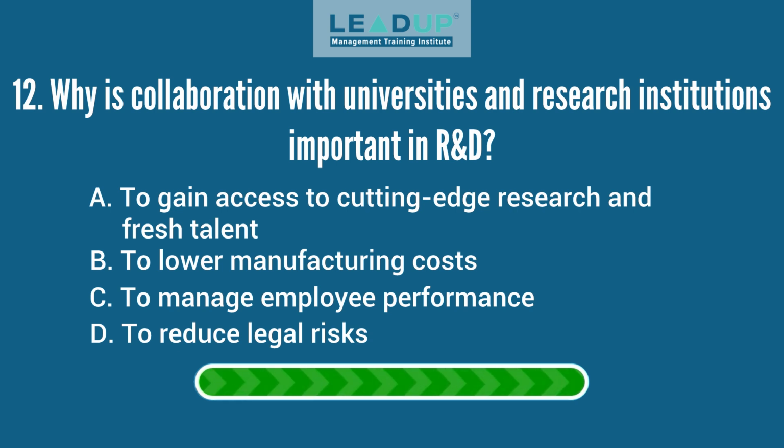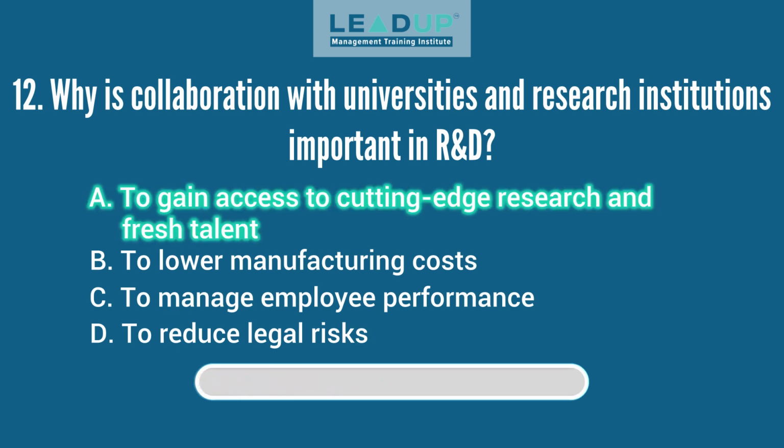Why is collaboration with universities and research institutions important in R&D? A. To gain access to cutting-edge research and fresh talent. B. To lower manufacturing costs. C. To manage employee performance. And D. To reduce legal risks. Answer: to gain access to cutting-edge research and fresh talent.